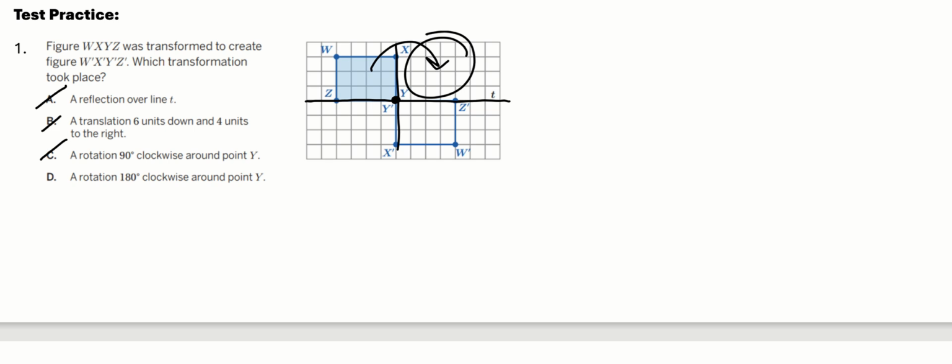And then a rotation of 180 clockwise around point Y. So clockwise is the same direction as the last one, but with 180, it goes 2 corners. And so we can see that it does match there. All right, we got 2 left.